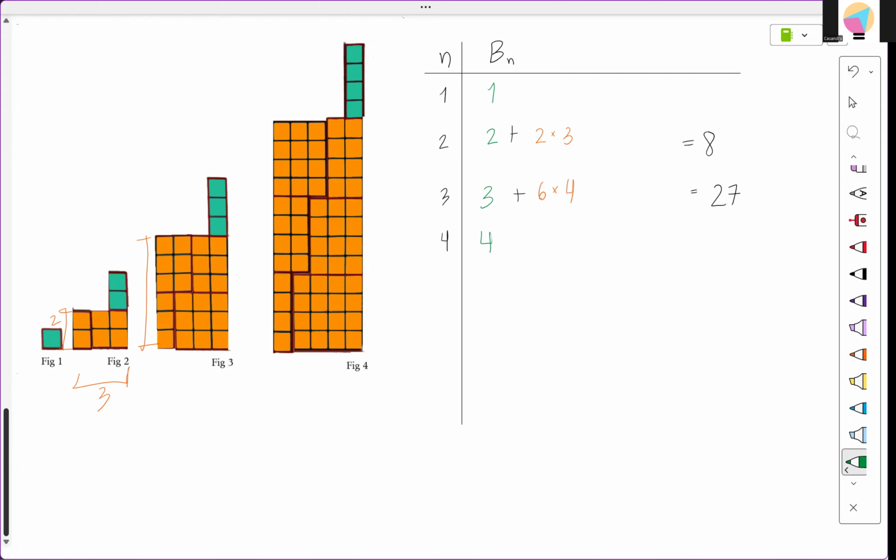So in the fourth figure, we have these 4 green ones on top. And now, let's count. 1, 2, 3, 4, 5, 6, 7, 8, 9, 10, 11, 12 by 2, 3, 4, 5, 5. Okay, 12 times 5 is 60, so that makes 64. And this is all I've got for now.